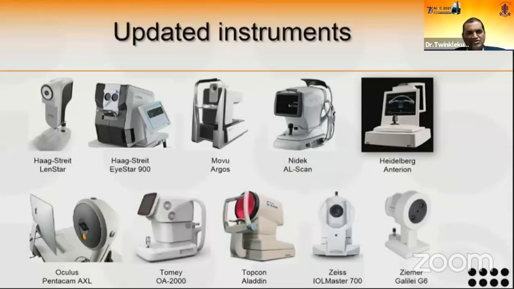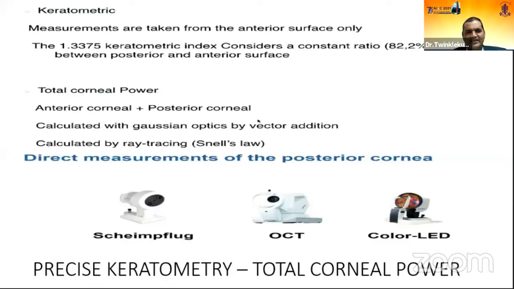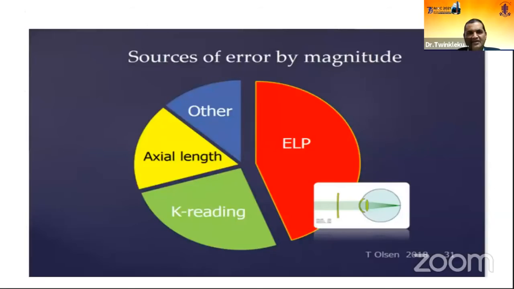As Dr. Harshul has told us, optical biometry is very precise, and with all the other equipment we are getting very precise keratometry and total corneal power from various machines, from the anterior surface and posterior surface, calculated by Gaussian optics or ray tracing technology. So the source of error or the magnitude that was present before, from axial length and keratometry readings, has gone much down, and the remaining part, the effective lens position, is now considered a major source of error.